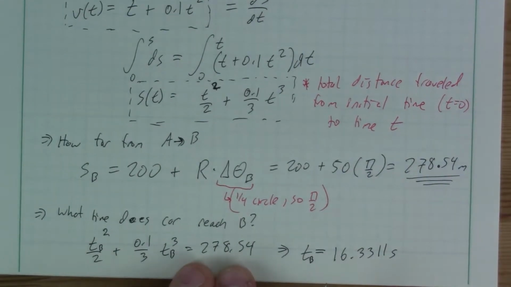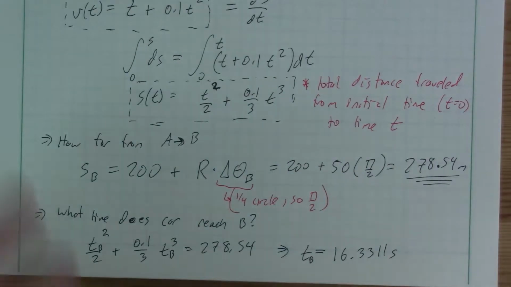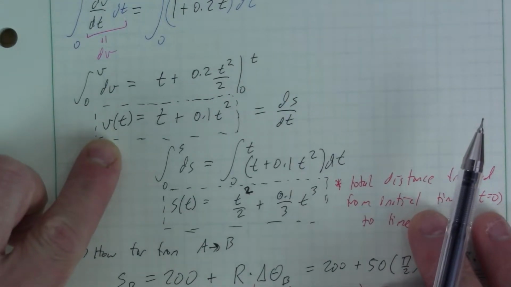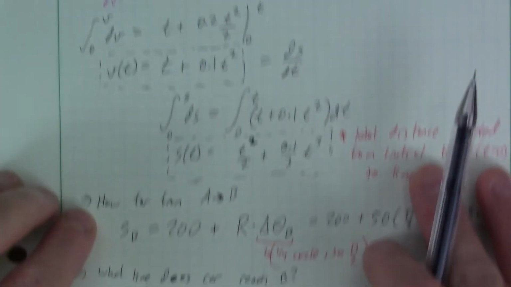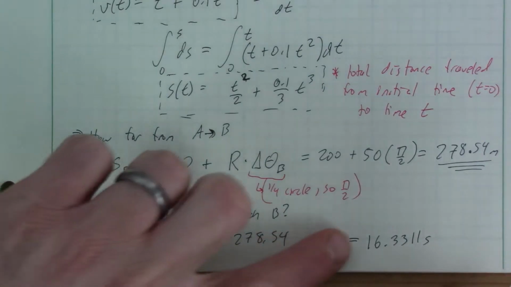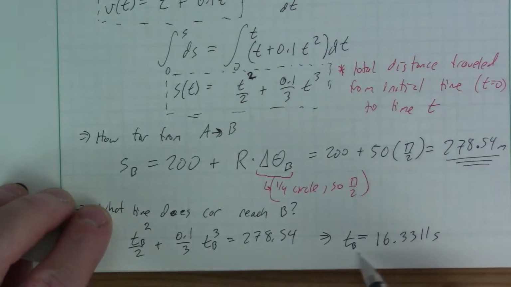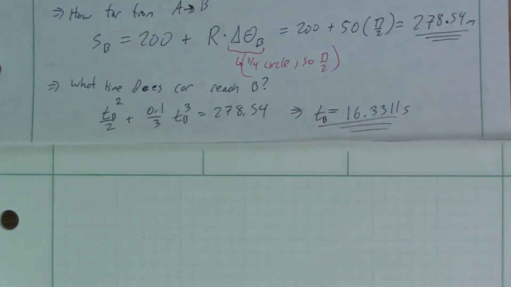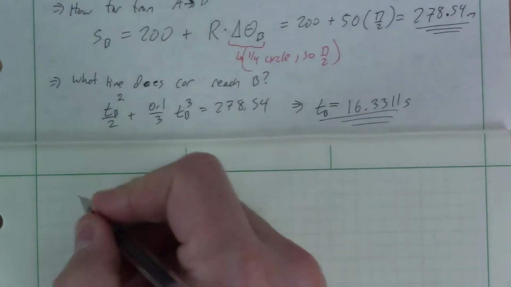Since we're setting it equal to s of b, this is t sub b, right? Okay, great. So now the next step is, the questions were, what are the velocity and acceleration at b? We have the velocity anywhere, throughout the entire motion. We just need to evaluate our velocity at that time to get the velocity at b. All right, so let's do that.